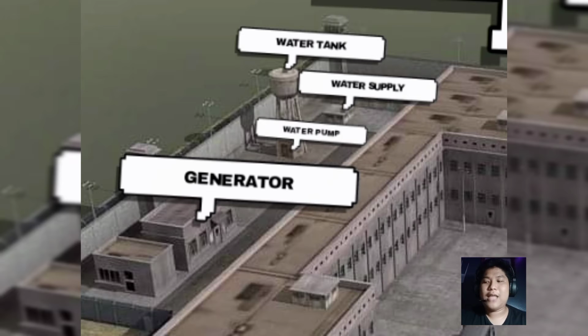And in this cell city analogy, it is represented by the water pump. The water pump is the one responsible for carrying the water from the water supply to the prison cells.